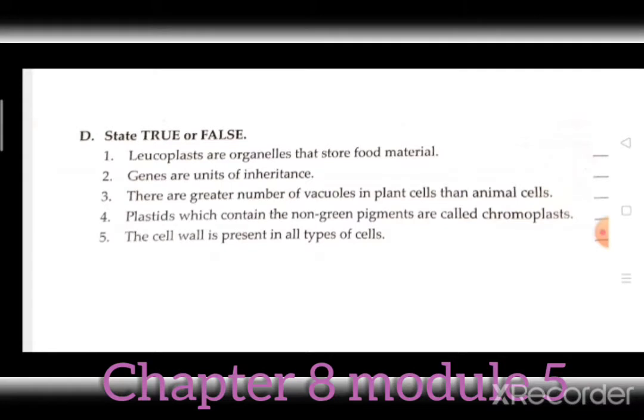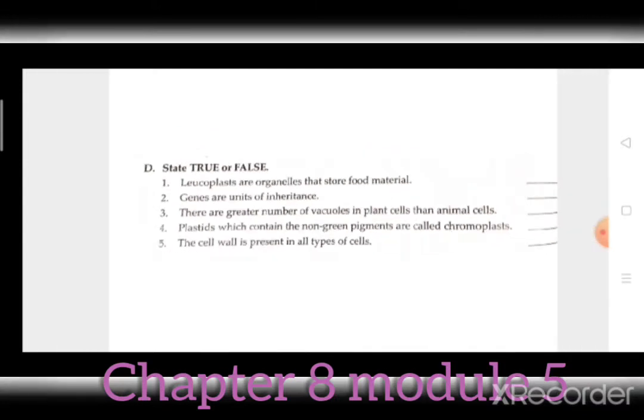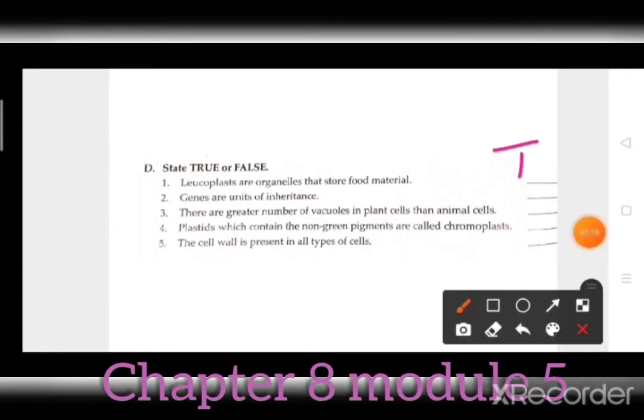Now the next one is true or false. The leucoplasts are organelles that store food material. So the answer is true. Genes are units of inheritance. This is also true. Then there are greater number of vacuoles in plant cells than animal cells.